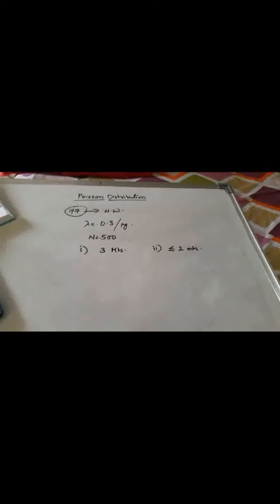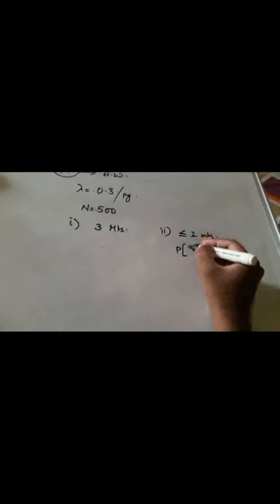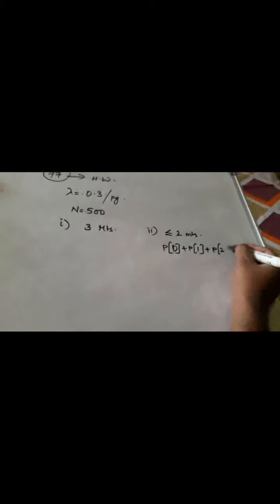So you can consider that lambda is 0.3, P of x equals 3 mistakes, find the probability. Finally you should multiply with capital N, the total number of pages, because the question asks how many pages. So after calculating the probability, you need to multiply the total number of pages by that probability. Then you will get how many pages have 3 mistakes and how many pages have at the most, less than or equal to 2 mistakes. Less than or equal to 2 means no need to convert 1 minus. Directly you can take P of 0, P of 1 plus P of 2. Directly you should calculate all these 3. You need not convert. So this is question number 77.